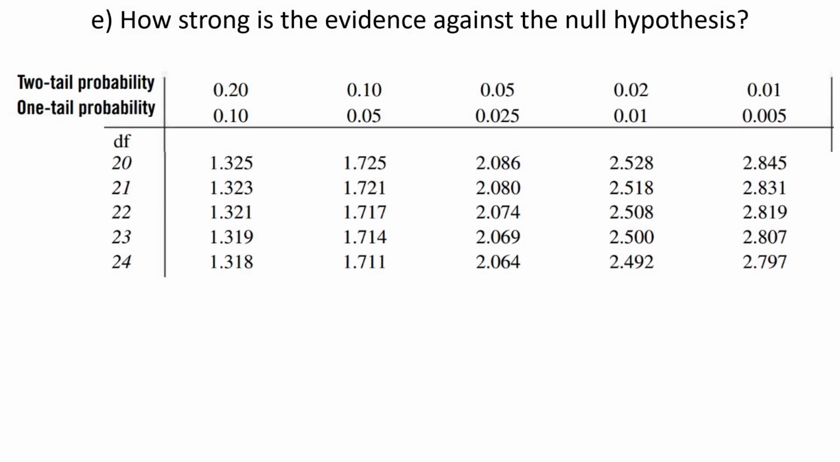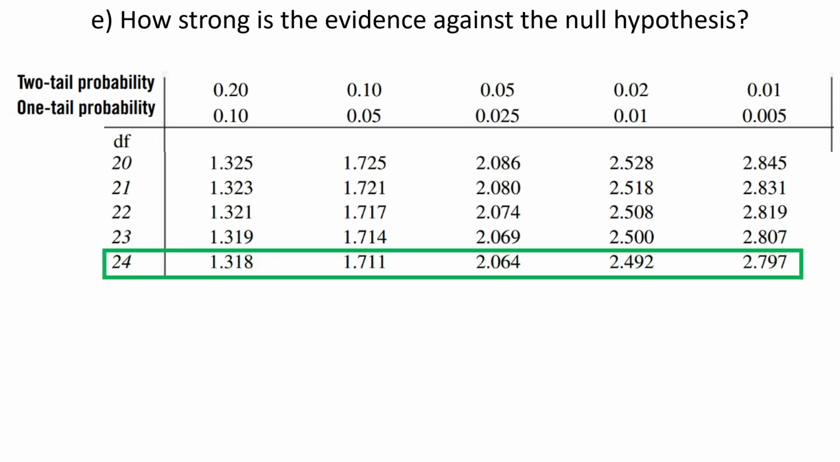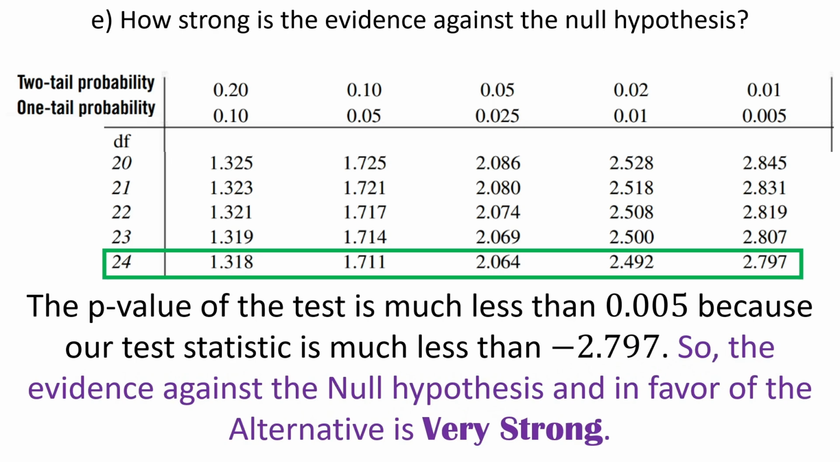And how strong is the evidence? We want to get an approximate p-value. We can see that if our test statistic was -2.797, then the area in that lower tail would be 0.005. Our test statistic is way further away to the left, and so our p-value is much smaller than 0.005. And so the evidence against the null hypothesis and in favor of the alternative is very strong.